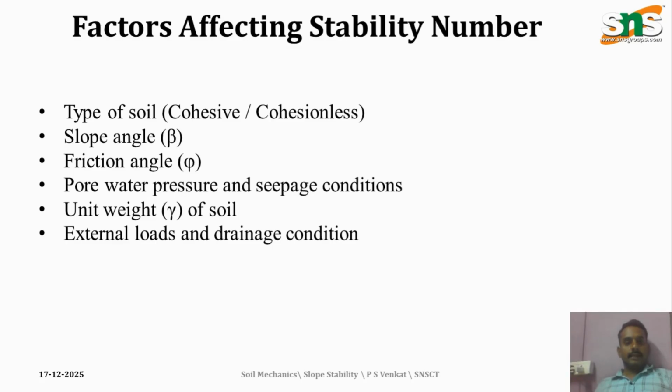So there are various factors which affect the stability number. First is the type of soil, whether it is cohesive soil or cohesionless soil, and the angle of slope, and also the angle of internal friction of soil, and the pore water pressure, and drainage conditions, that is seepage condition of soil. Next is unit weight of soil and external loads and drainage conditions.